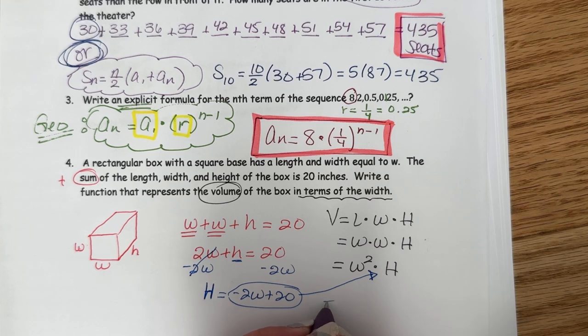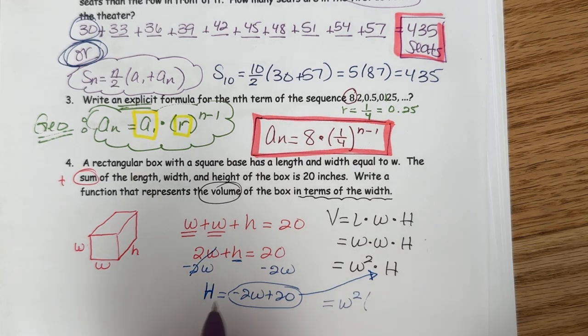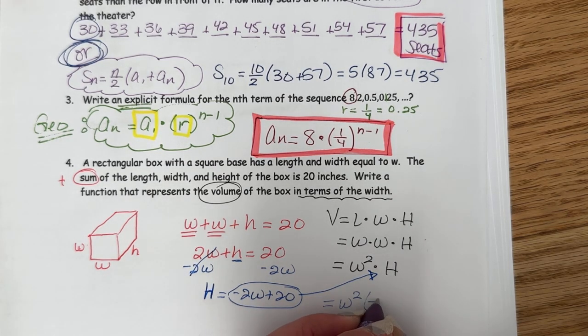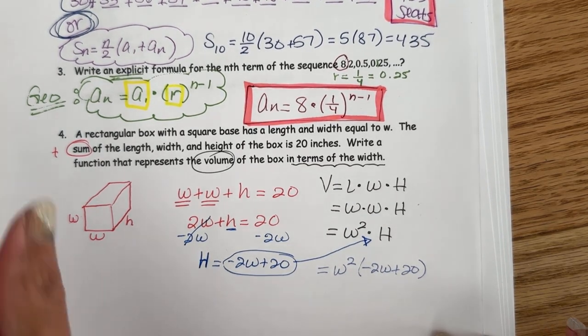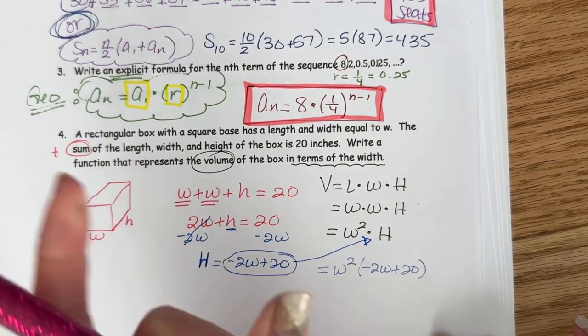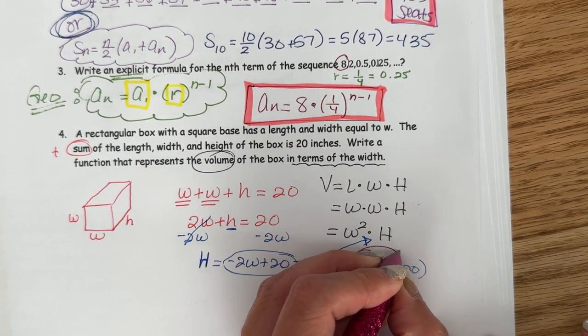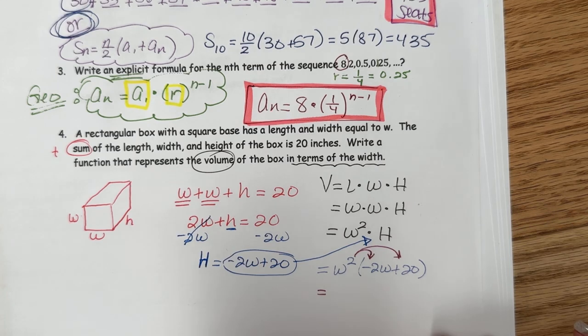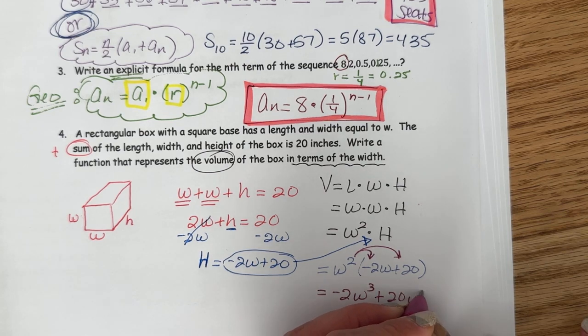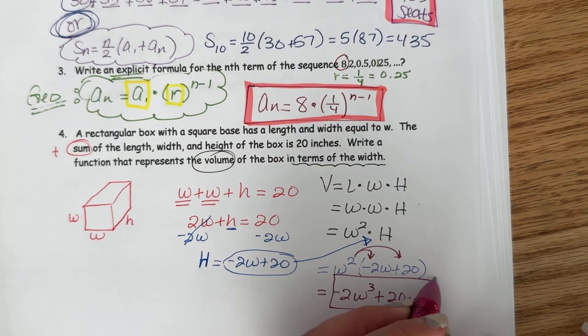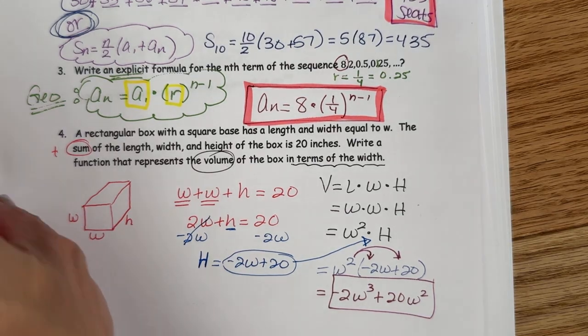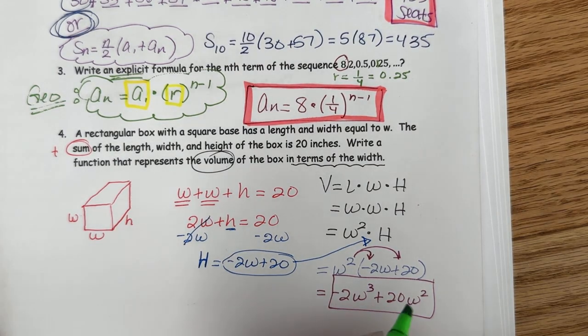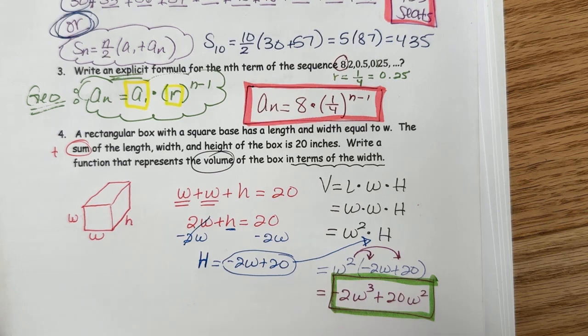So I'm going to have W squared times, I have to put parentheses around it because it's a quantity, negative 2W plus 20. And then we distribute it. So we got to distribute that W squared. So I'm going to get W squared times negative 2W is a negative 2W cubed. W squared times 20 is a positive 20W squared. And there's our volume, our expression for the volume. And that was number 4.